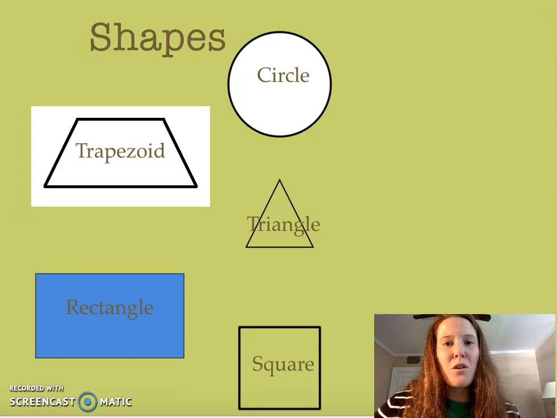Class, you have done a wonderful job of looking at our shapes today. Good work.